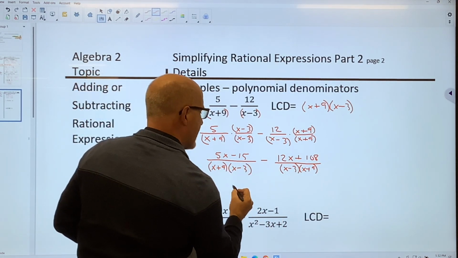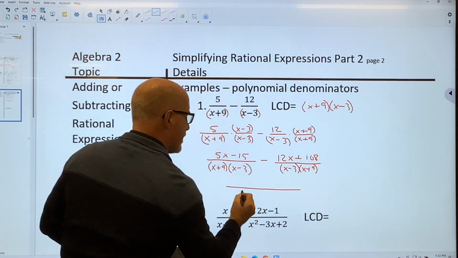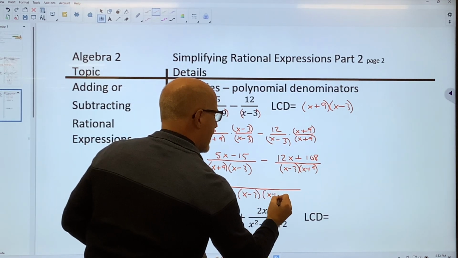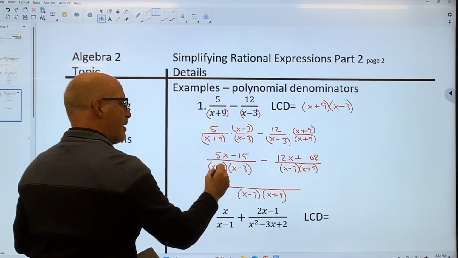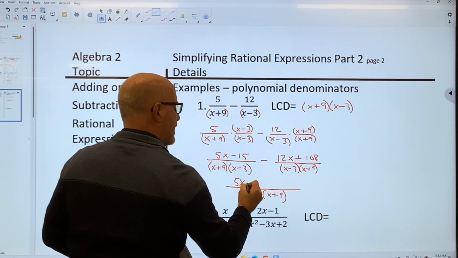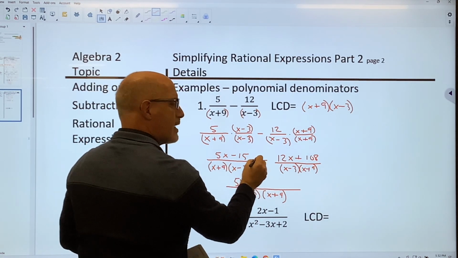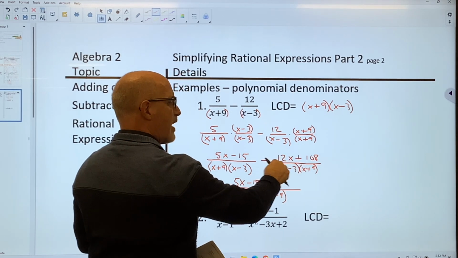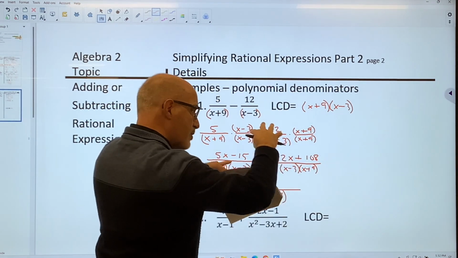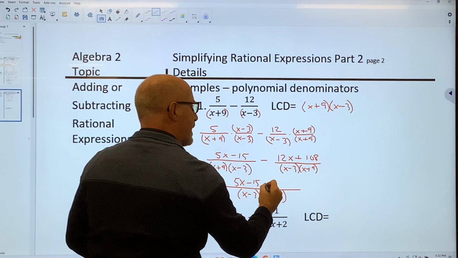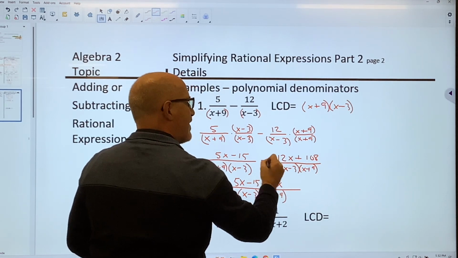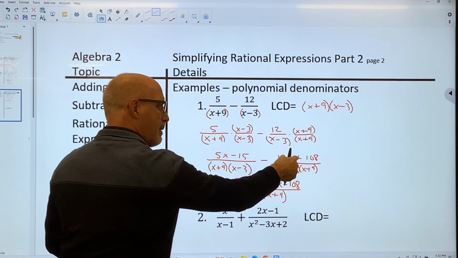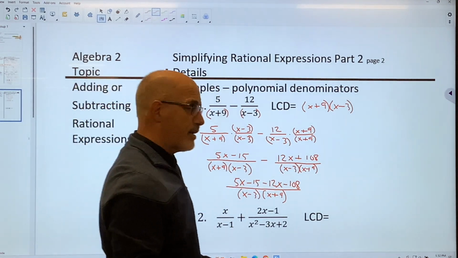Now we're going to go ahead and combine them into one fraction, x minus 3 times x plus 9. And up here I'm going to have 5x minus 15. Now watch this, make sure you distribute through the negative to both. This fraction bar is a grouping symbol, so the whole thing's grouped. Make it minus 12x and then minus 108. So make sure that negative makes it all the way to the second term in it.